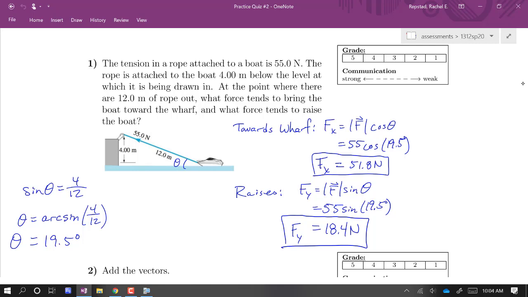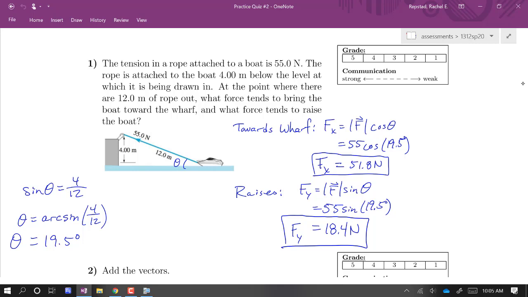We can find it because they give us these linear measurements. They don't tell us what the x and y components are, but because they give us these linear measurements, we know what that angle is, and we can use arc sine, right? SOHCAHTOA, sine of theta is 4/12, so we get that angle. And then toward the wharf, there's our 51.8 newtons. I just use this as an acute angle because, in nature, I could just get up and stand on the other side. If you wanted to say that it's really 60.5 degrees, viewing this as a second quadrant angle, then you get the same Fy, and Fx would be negative, that's fine. You're just indicating the direction.